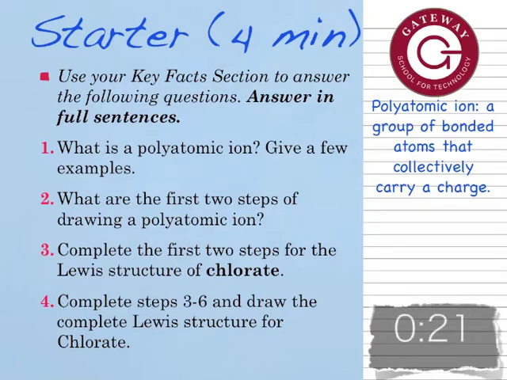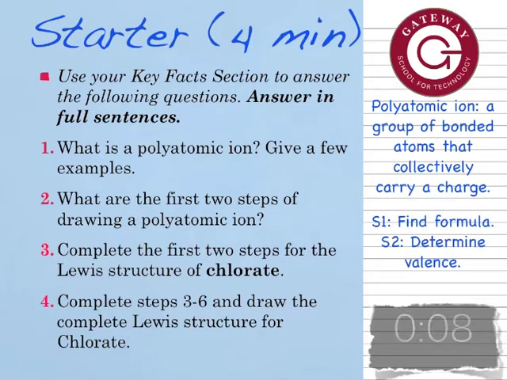oxalate. We have some hydroxide ions that we can put in there as well. What are the first two steps of drawing a polyatomic ion? Well, those you are going to need to memorize, and the first two steps are going to be to find the formula using reference table E in your chemistry reference tables and determine the valence.